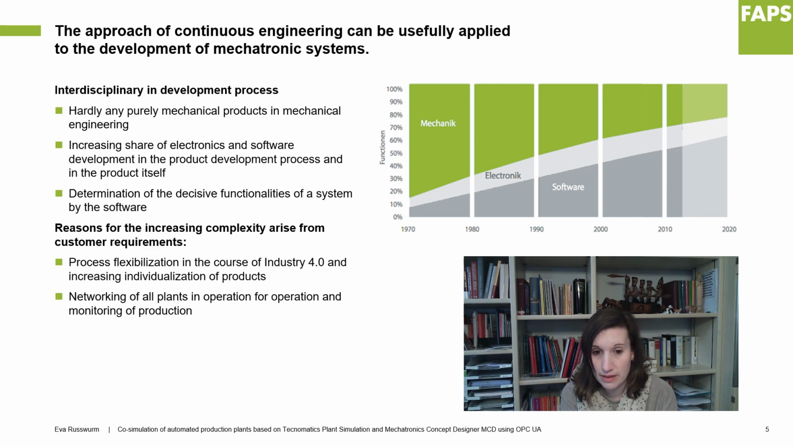The increasing complexity which arises in Industry 4.0 arises from customer requirements. The customers want to have process flexibilization for the increasing individualization of products. And it's important that all plants in operation work together in a big network in order to get monitoring of production. This is why we need to work together, and not only at the same place, but also together in a system, using software and tools in order to make the process and the production plans better and good for our customers.